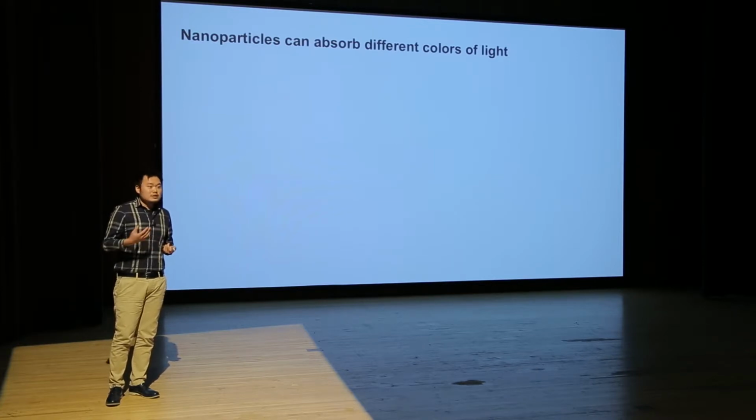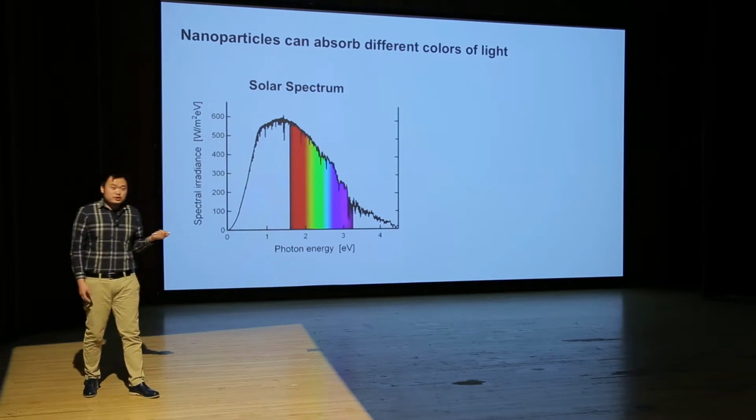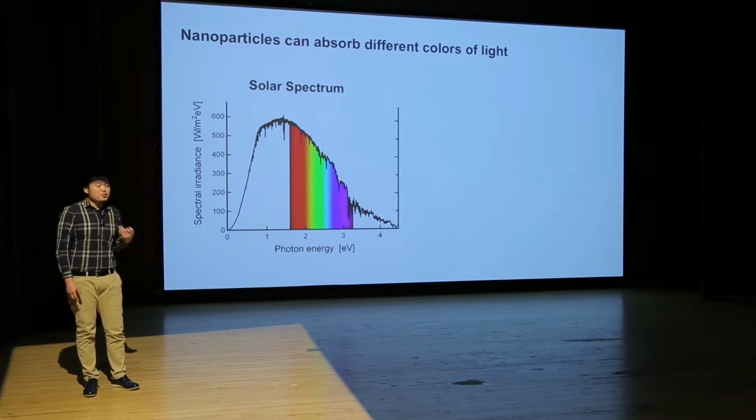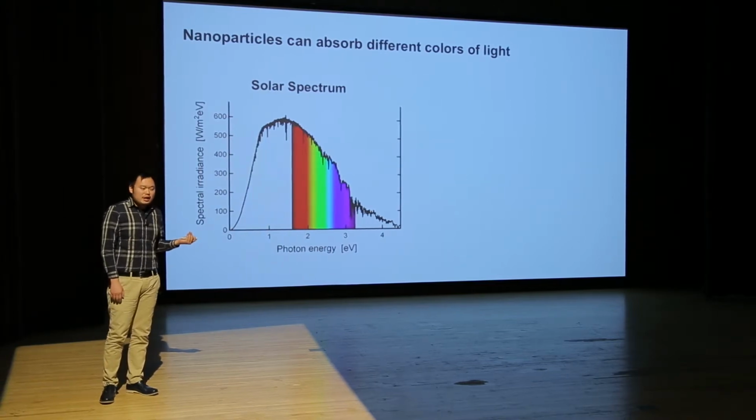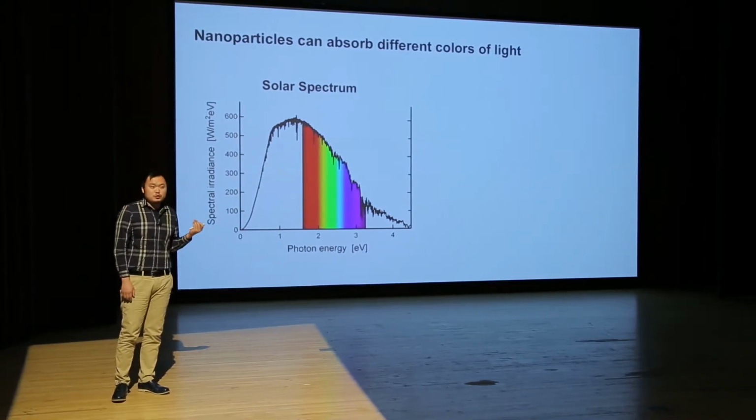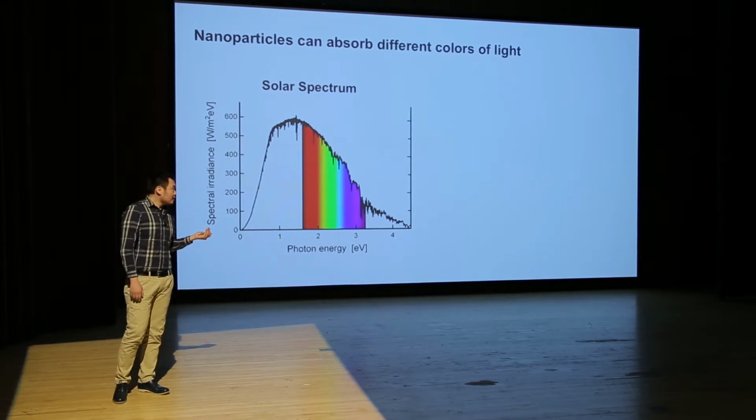As we know, sunlight, at least within the visible region, has different colors. So if we want to utilize sunlight to perform this kind of chemical transformation, the light absorbers have to absorb all different kinds of light.